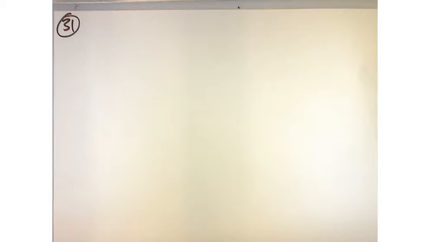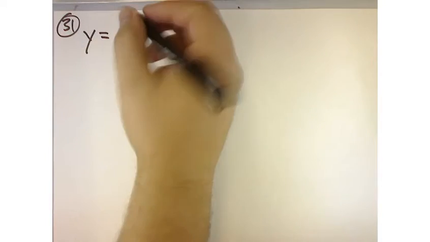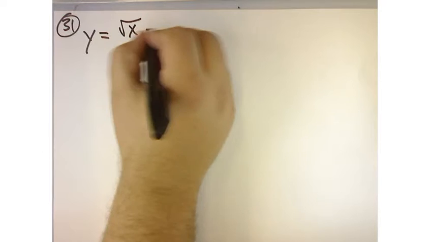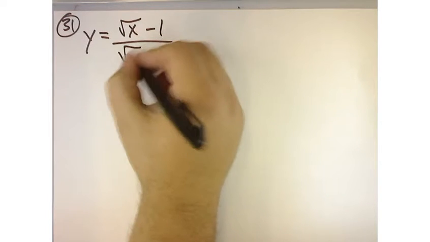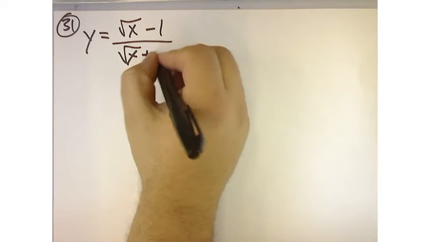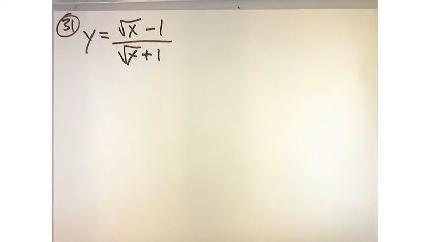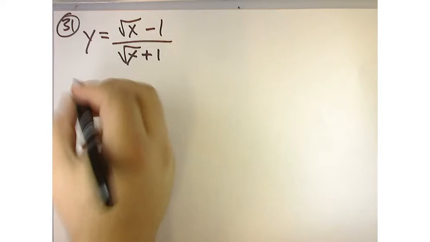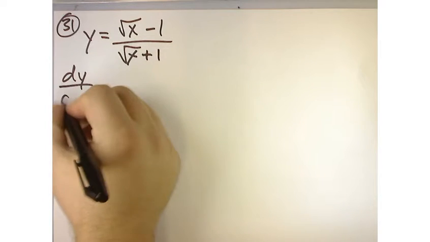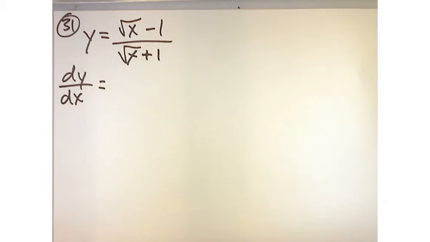Problem number 31, we're given that y is equal to the square root of x minus 1 all over the square root of x plus 1. Alright. So now we're asked to find dy/dx. Well, there's lots of ways we could do this. We could use the quotient rule. Maybe we could hit it with the conjugates.